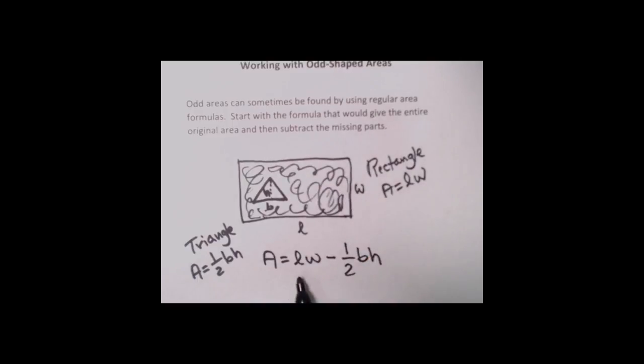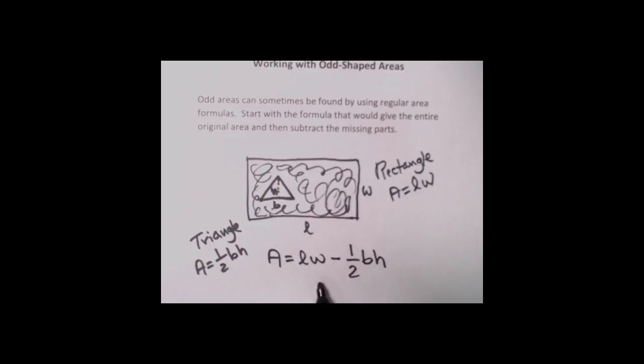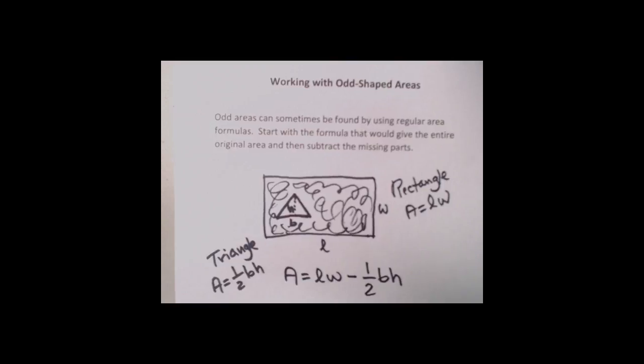If someone told us what the length, width, base, and height were, we could actually find the number. But if we don't know all of that, we at least have an equation which can tell us how to solve for the area if we knew that. Let's take a look at some examples of what we can work with.